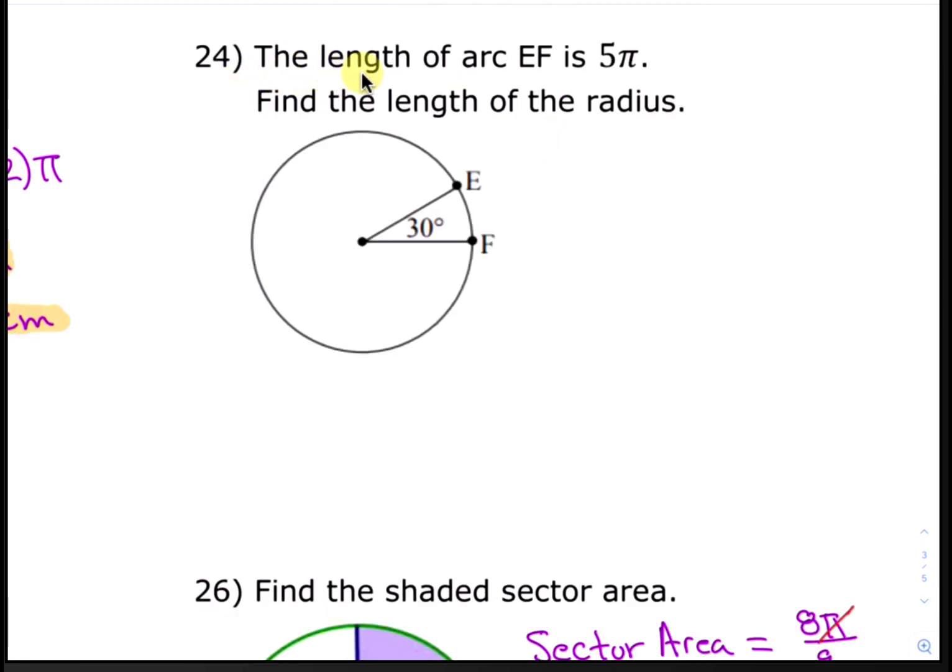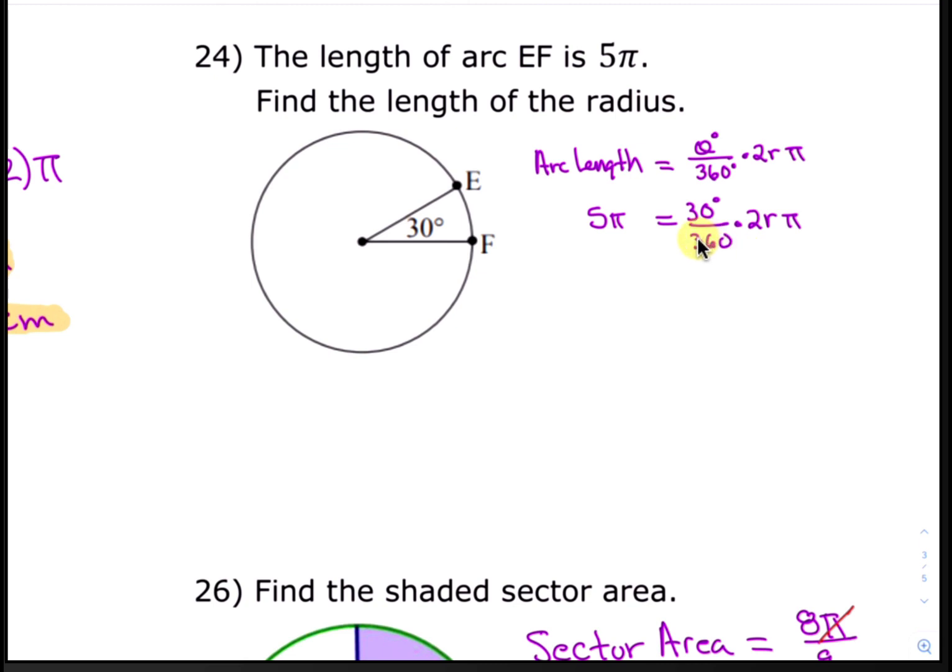All right, number 24, it says the length of arc EF is 5 pi. Find the length of the radius. Well, we'll start with the formula. Arc length is the degree measure over 360 times 2 times the radius times pi. Then we plug in the information. We know the arc length is 5 pi, and we know that the degree measure is 30.